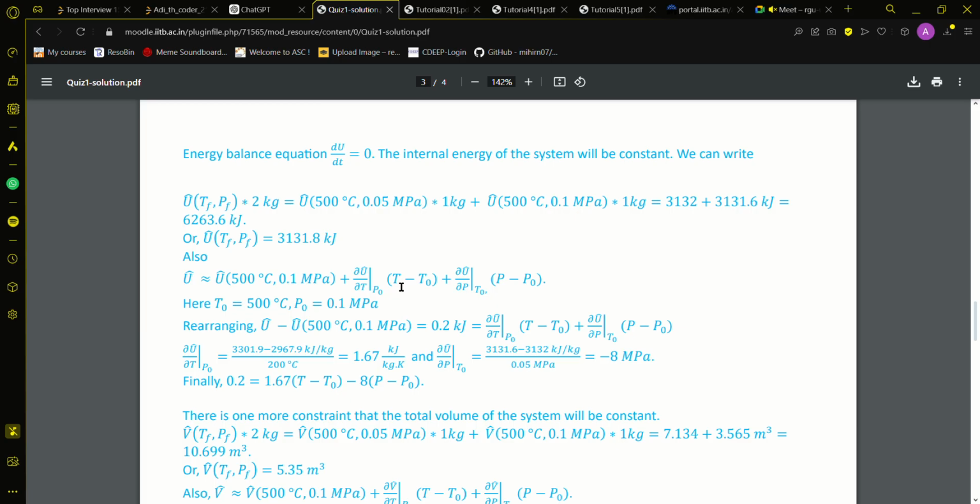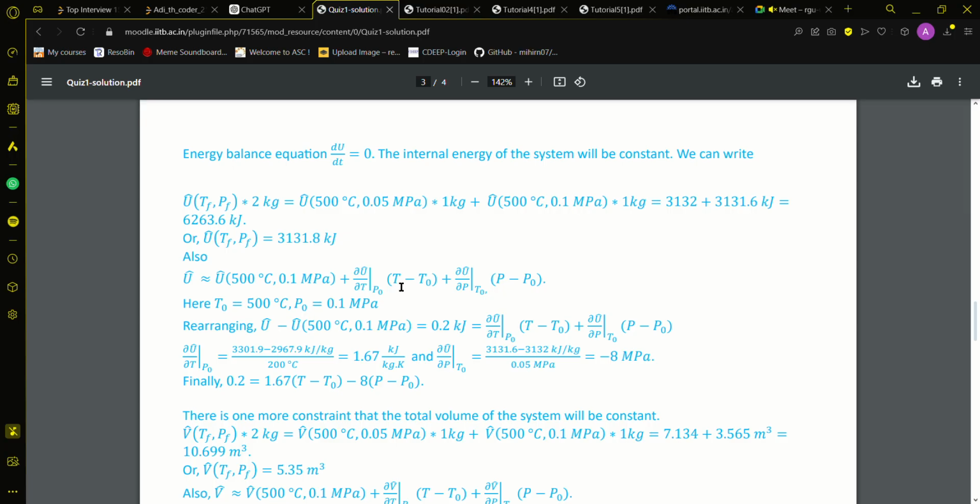You can calculate it the same way, and T naught will be 500 degrees Celsius and P naught will be 0.1 megapascal. So finally you'll get an equation of 0.2 is equal to 1.67 (T minus T naught) minus 8 (P minus P naught). So this is the equation that you get from expanding the u cap term using this relation for the internal energy.